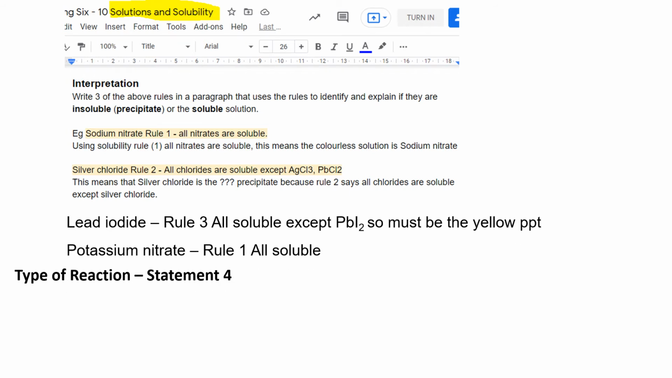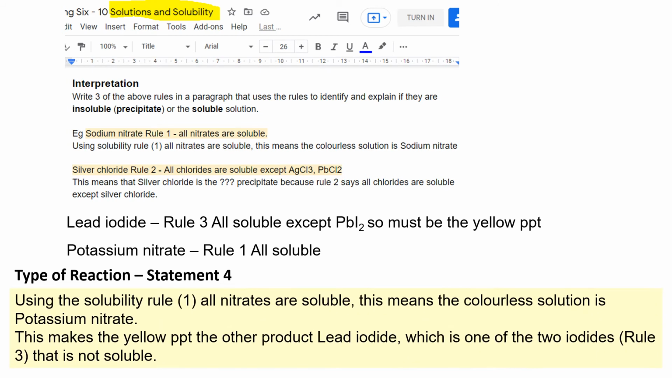So here are our solubility rules, and we write it with a few extra words to make a nice paragraph. Using solubility rule 1, all nitrates are soluble. This means the colourless solution is potassium nitrate. This makes the yellow precipitate the other product, lead iodide, which is one of the 2 iodides, rule 3, that is not soluble. You must include in your statement the number of the rule, what the rule is, and what that does in terms of soluble or insoluble. It will also pay to put in some of your observations.